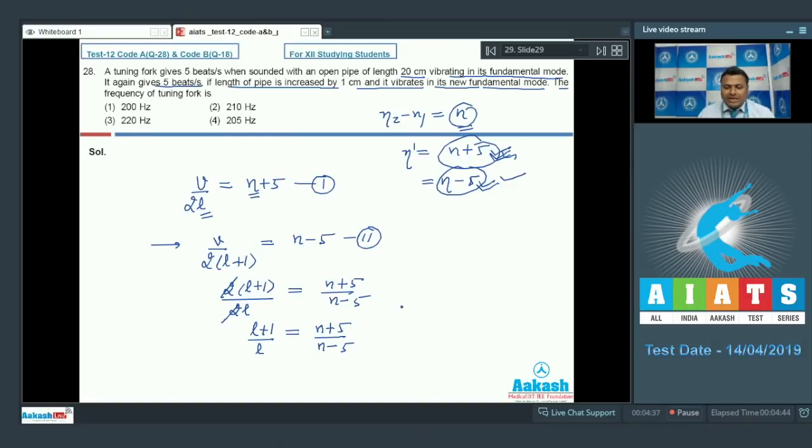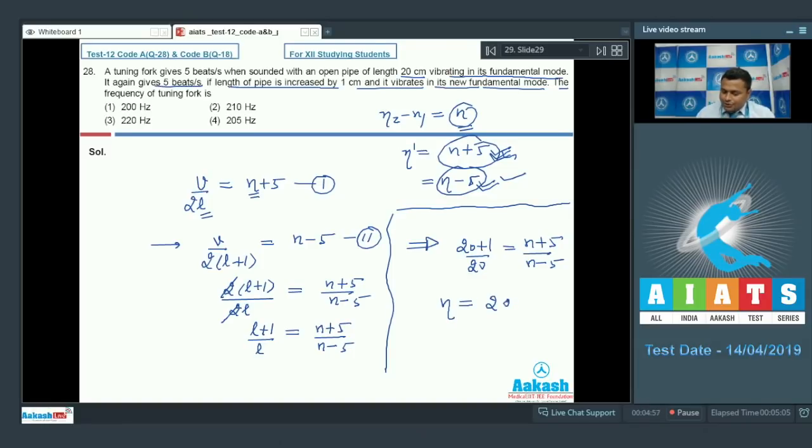Now putting the value of L as 20, we get 20 plus 1 divided by 20 equals n plus 5 upon n minus 5. Cross multiplying and solving, we get the value of n as 205 Hertz. So this is the frequency of tuning fork, and we can say that option number 4 is absolutely correct. We'll go with 4th option only. Now move on to the next.